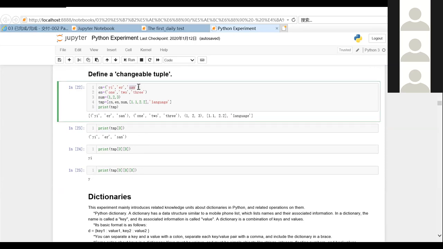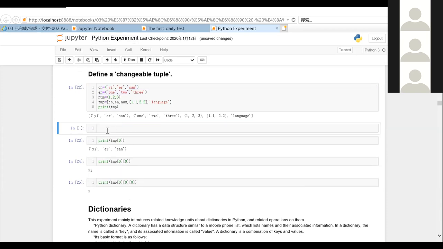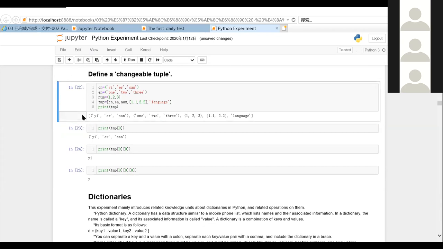I have no idea what's wrong with my kernel. I cannot program here. So maybe I will show you how to define a changeable tuple. We can change the values of a tuple if the first element in a tuple is a list. We can change the value in the list. We can change the element in a list.